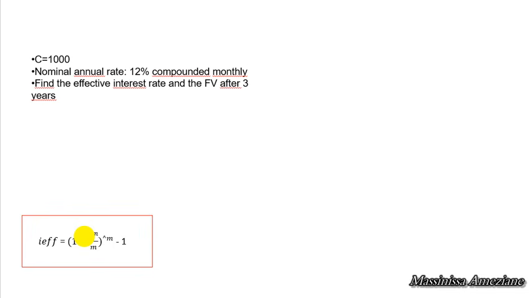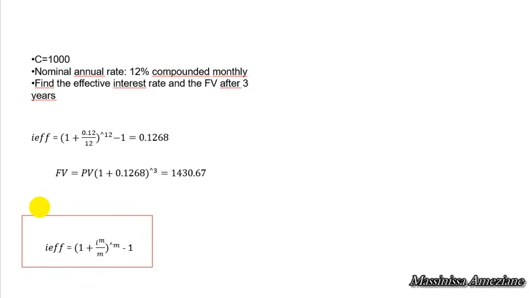How to convert this nominal annual rate compounded monthly to an effective interest rate? Simply we use our formula here. So we get the effective interest is 1 plus 0.12, which is the annual nominal interest rate, compounded 12 times a year, compounded monthly, divided by the number of months, power number of months, minus 1, and we get this effective interest rate. The effective interest rate is higher than the nominal interest rate, so it is 12.68%.